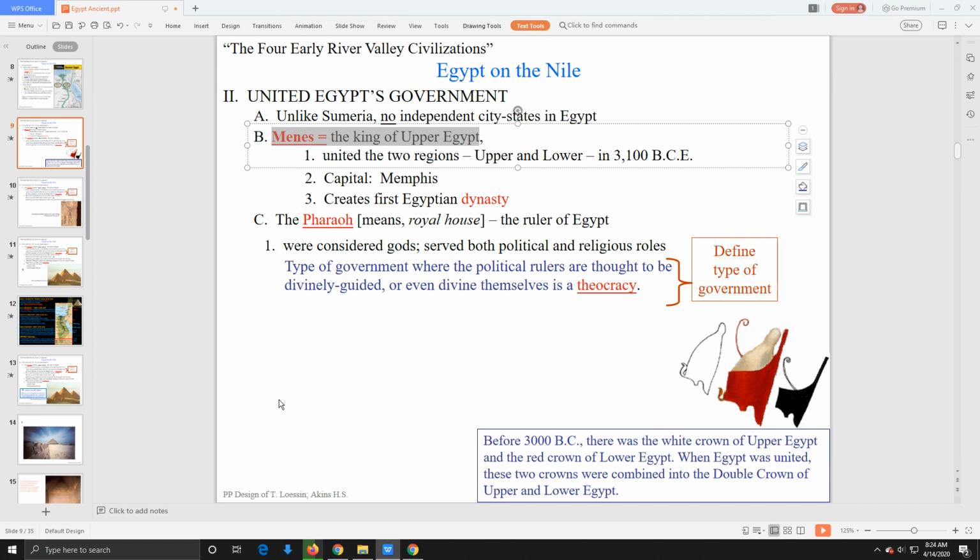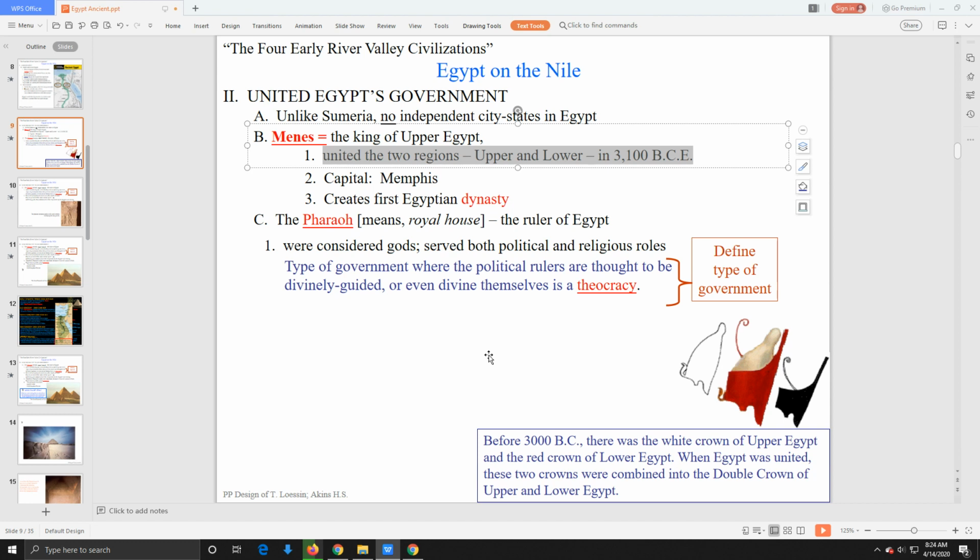And when he ends up taking over the two regions, let's write down when it's united. Let's go ahead and make it 2. Write down united two regions, upper and lower, in 3100 before Common Era.